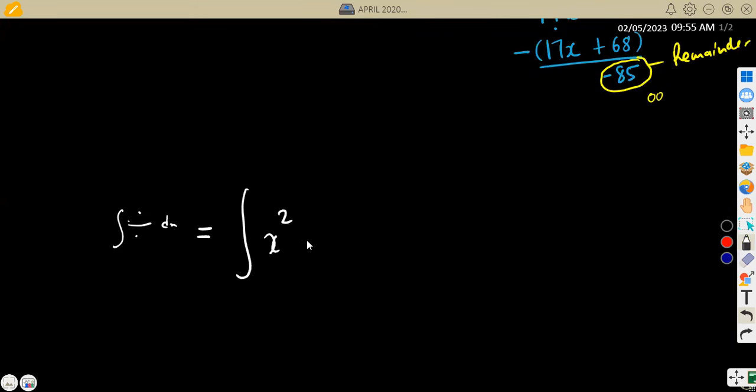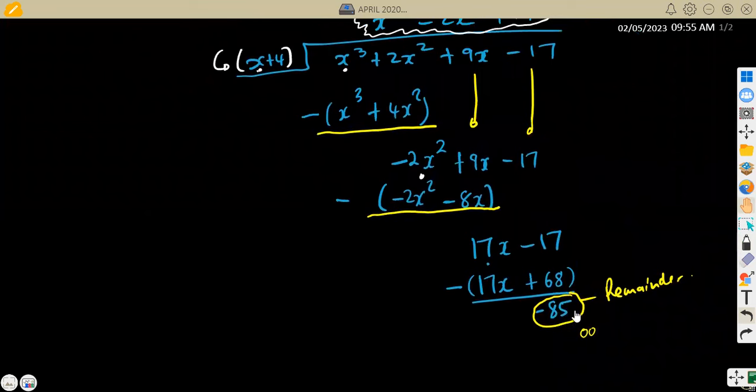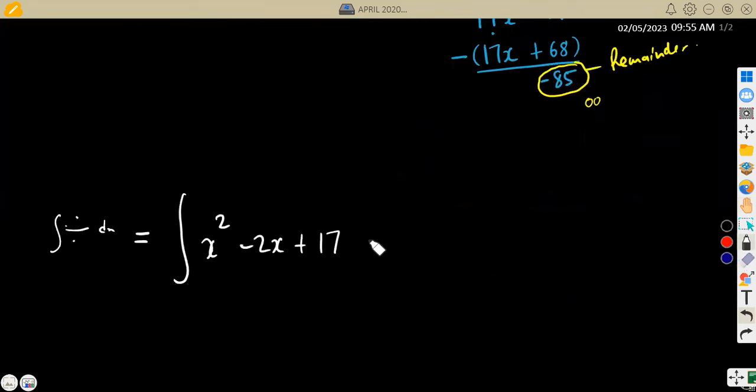That was x squared minus 2x plus 17. After dividing, we got this as an exact term, but there is a remainder here that we indicated. There is a remainder of negative 85. So we are going to take that remainder and divide by the term that was dividing in the denominator, which was x plus 4.